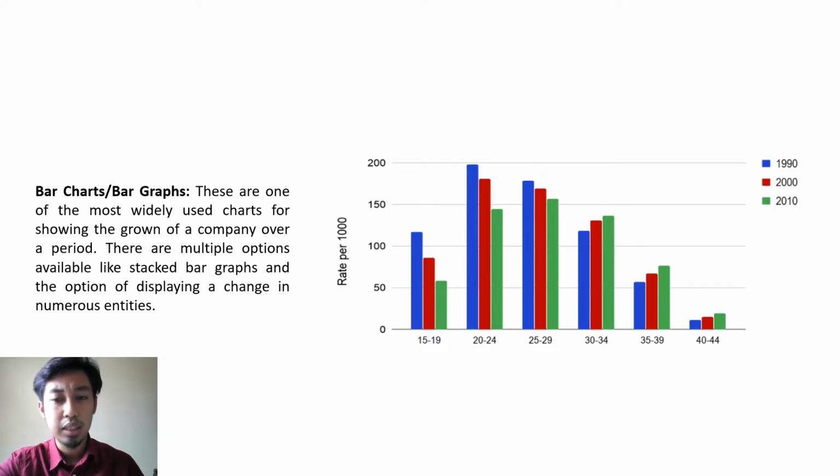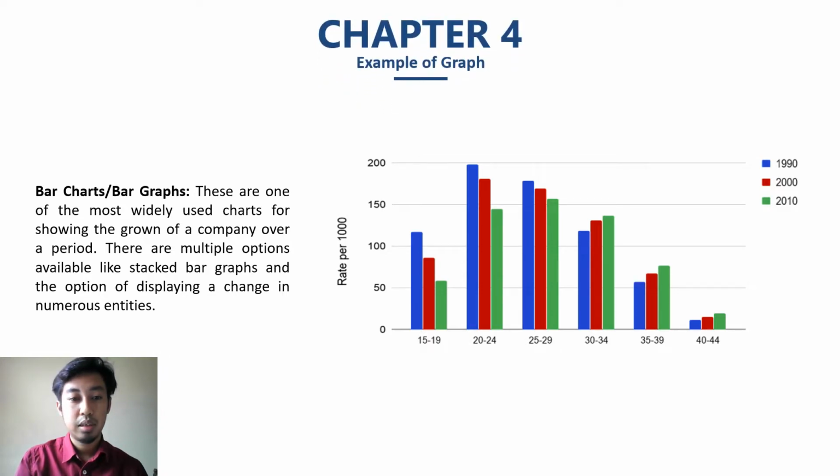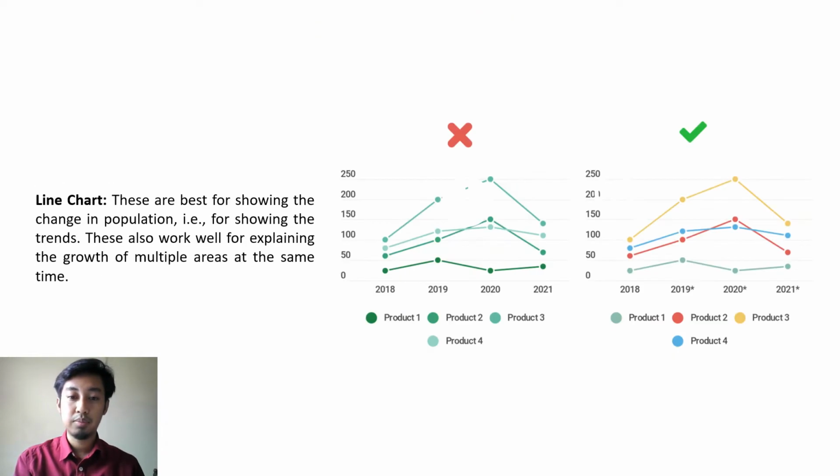Okay, this is the example of graph. Here they have a bar chart. Okay, I think most of you already know about the bar chart. These are one of the most widely used chart for showing the growth of a company over the period. This is an example. There are multiple options available, like stack bar graph and the option of displaying a change in numerous entity. So you can select the bar chart graph, which one is suitable with your data to present data.